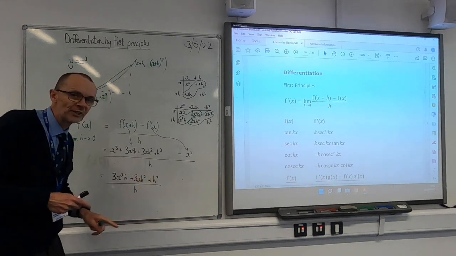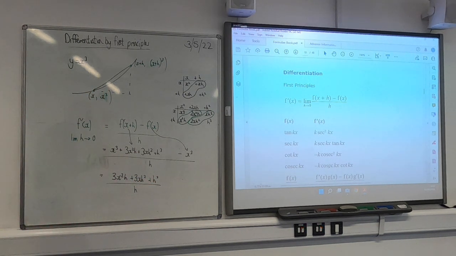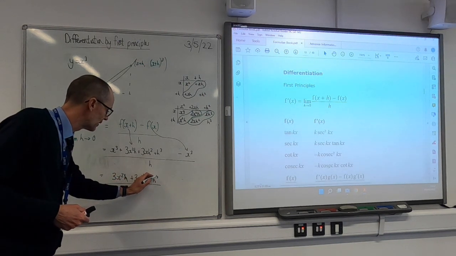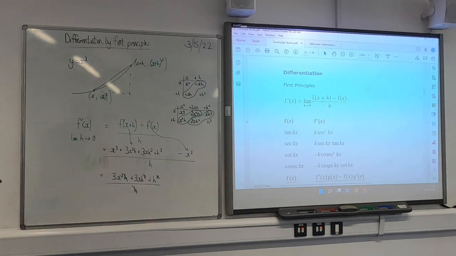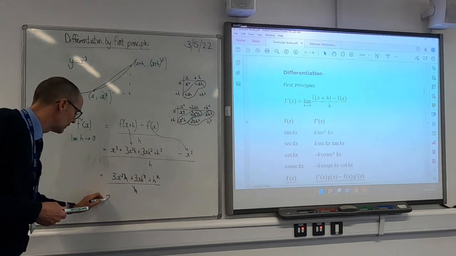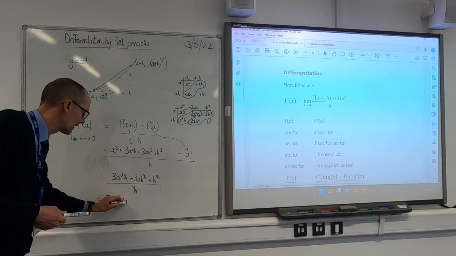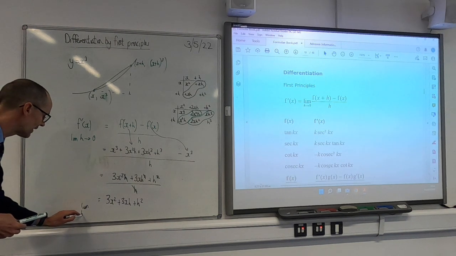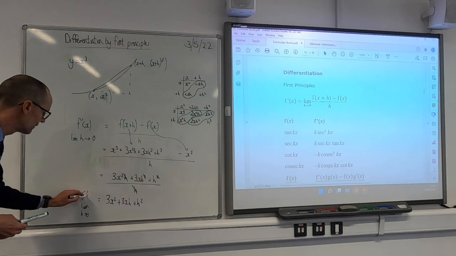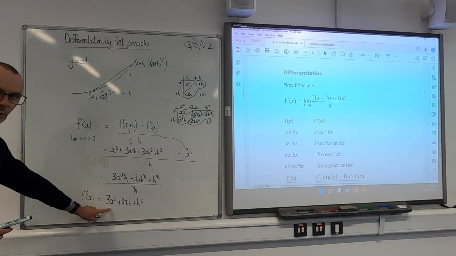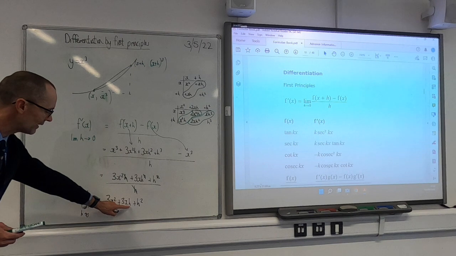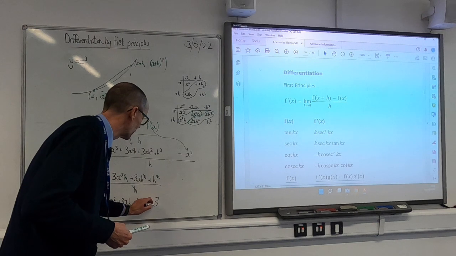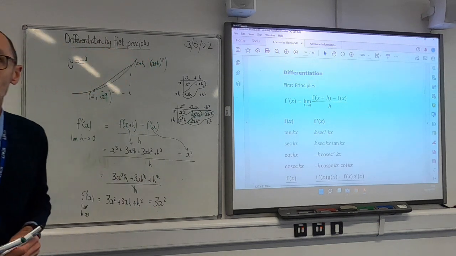There's good news though, isn't there? I can divide everything by h. I can only simplify this if everything's got an h in it, but it has. So that h simplifies with that one, and one of those. So I get 3x squared plus 3xh plus h squared. Now, the limit of that as h tends to 0, well, there's no h there at all, so that isn't affected. When this becomes nothing, that whole term will become nothing. And when that becomes nothing, that whole term will become nothing. So we're left with 3x squared, which is what we knew we were going to get all along.